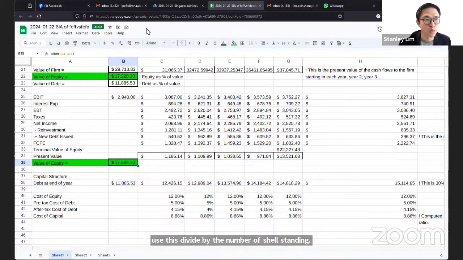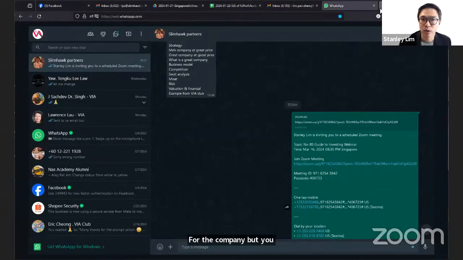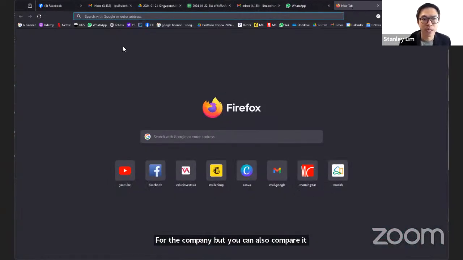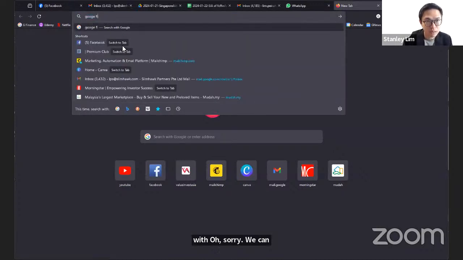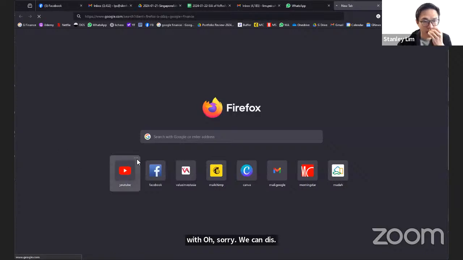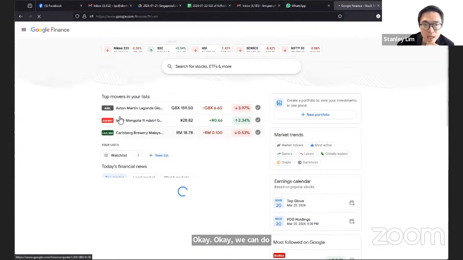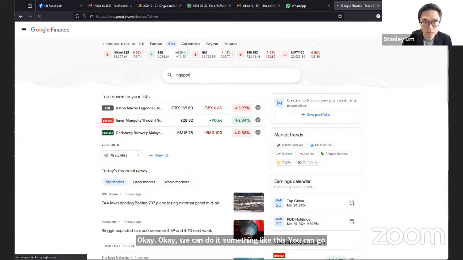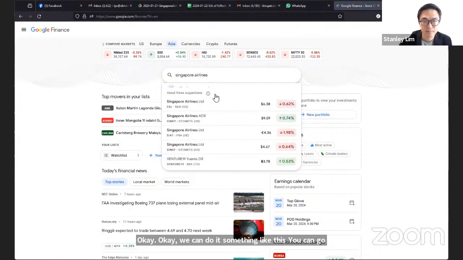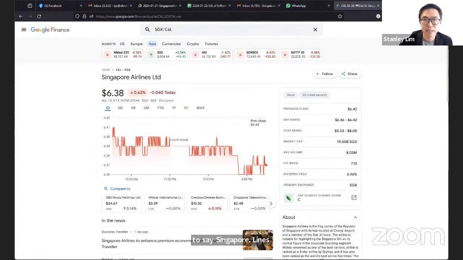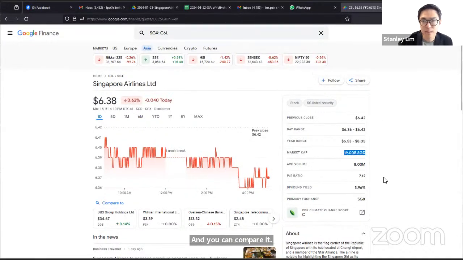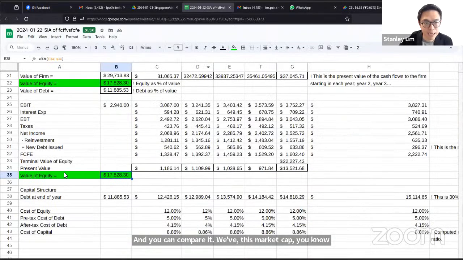But you can also compare it directly. You can go to, say, Singapore Airlines, and compare it with this market cap. This is the market cap of the company, but my calculation comes up with this one. I feel the value of the company is around 18 billion, and it's trading at 19 billion. Then you can come to a conclusion whether you feel it's undervalued or not.